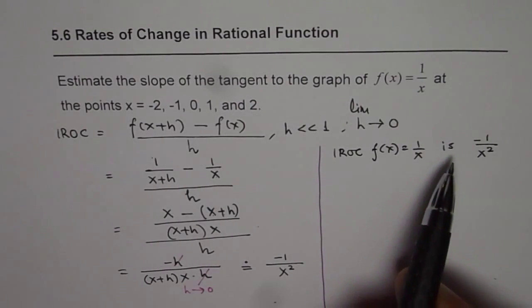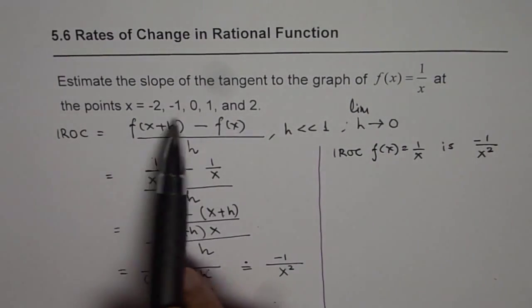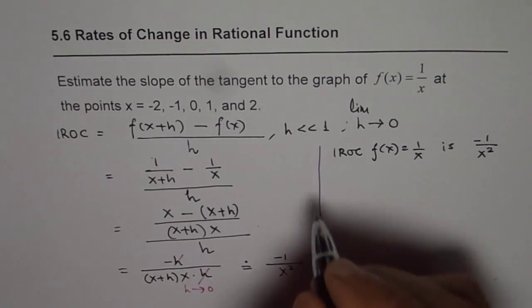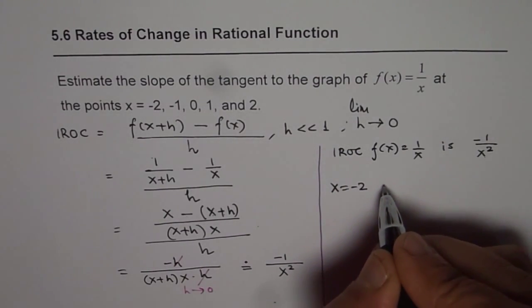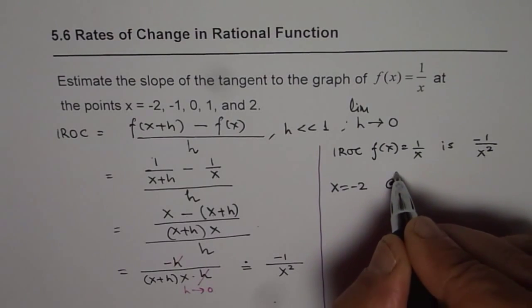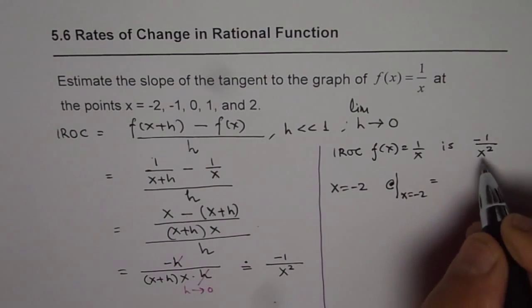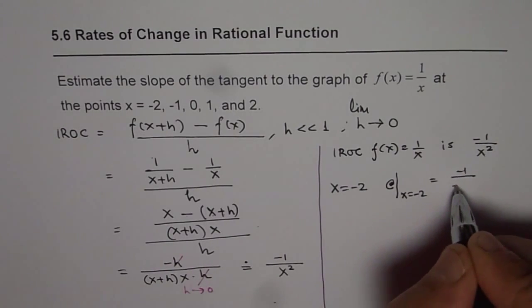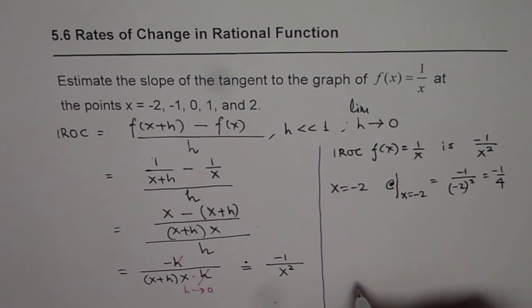Now we need to find the slope of the tangent line on this graph at different points. Let's begin with x equals -2. At x equals -2, we'll substitute -2 here. We could also write this as the rate of change at x equals -2, another nomenclature. We get -1 over (-2) squared, which is -1 over 4.